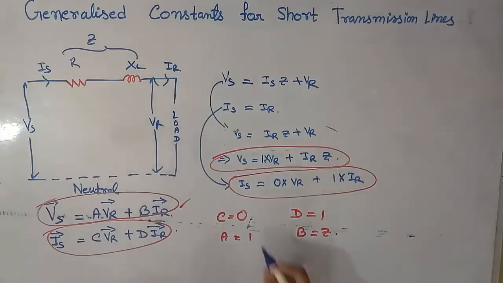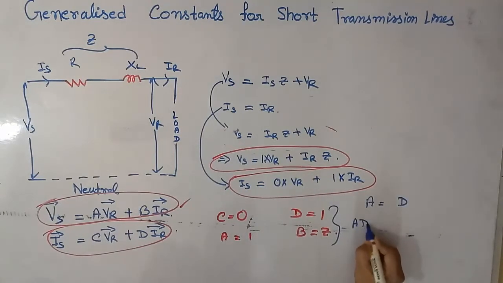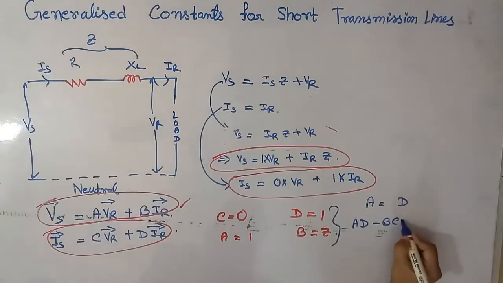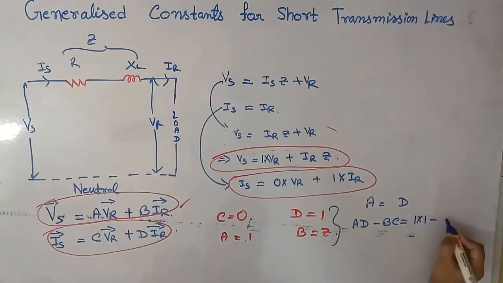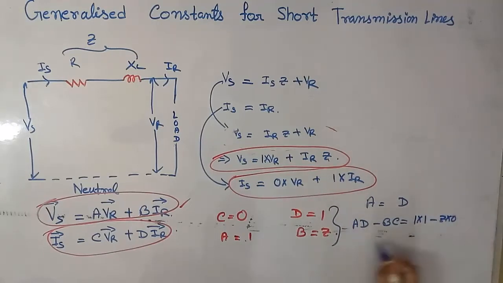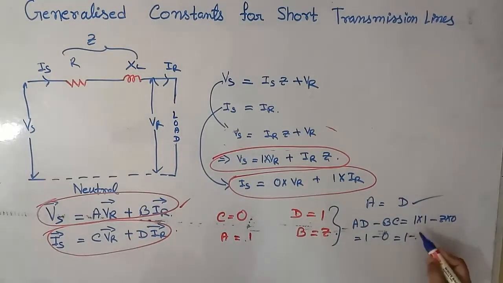Now from this, A equals D, and AD minus BC equals 1 into 1 minus B, which is Z, times C, which is 0. So AD minus BC is 1 minus 0, that is equal to 1. So it fulfills two properties of transmission parameters. One is A equals D and another one is AD minus BC equals 1.